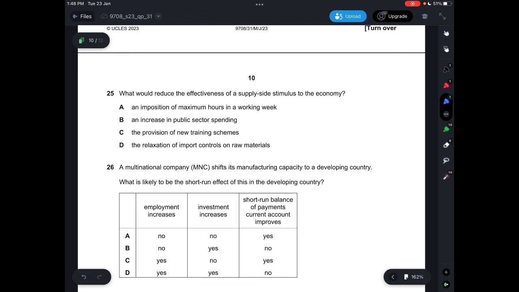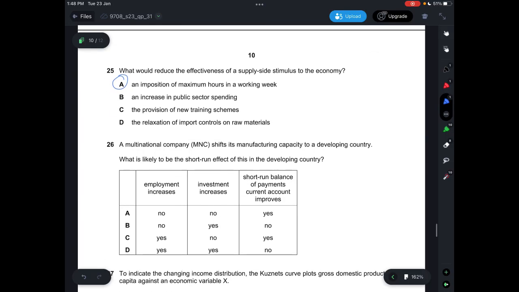So if you compare A to D, the worst one will have to be A, because the relaxation of import controls would result in an increase in import of raw materials into the country, which would help to improve infrastructure because you're paying more for imports. If you compare to A, that would be less production. So even if you have raw materials but there's no production, you'll not be able to produce the product. So the best answer here would be A.